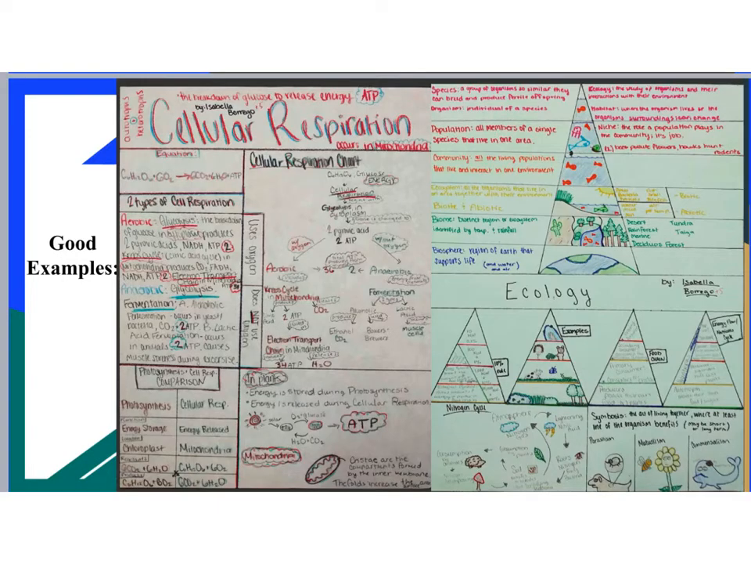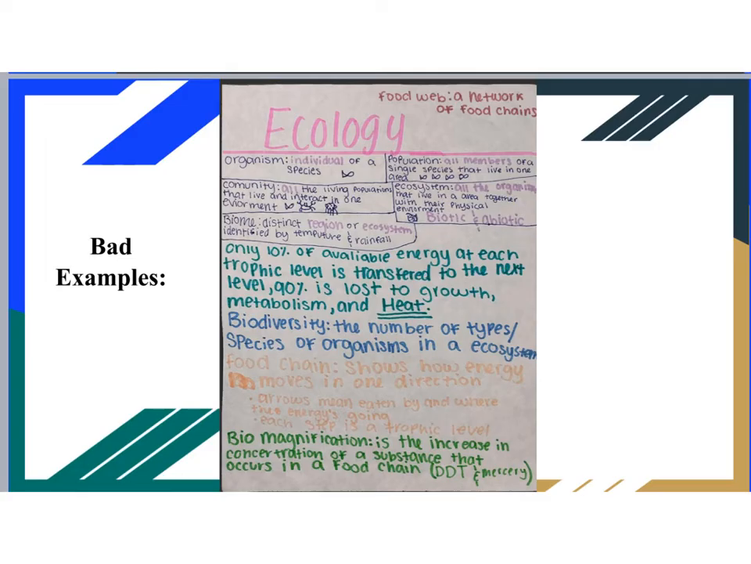So next, let's look at some bad examples. So here's our first bad example. So this particular example, you can tell that it's just a bunch of information on the page. I can't really tell which words are vocab and which ones aren't, even though it is colorful and it looks like they try to start to divide it up. There's no pictures on here.